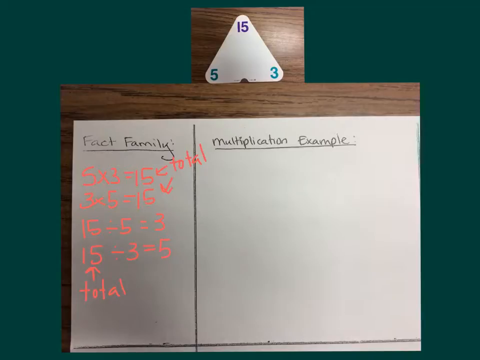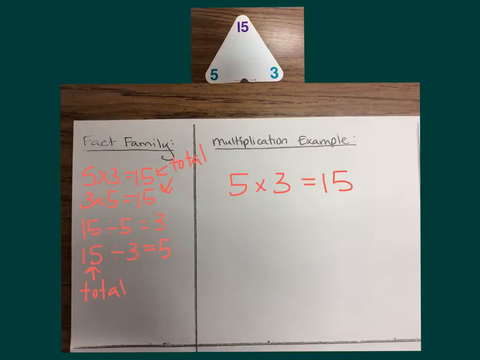Now this is where you are going to prove one of your multiplication sentences with a model. You can choose either multiplication equation. I'm going to choose the first one, which was 5 times 3 equals 15. So I'm going to record 5 times 3 equals 15. And I'm going to label in my example what each of these numbers means.